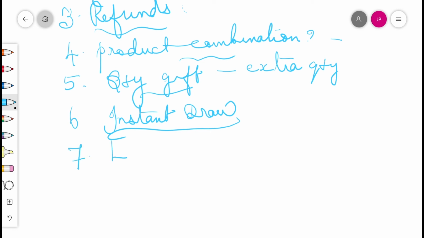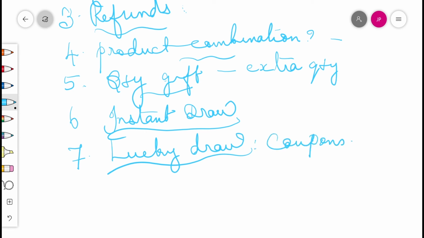Seventh one is lucky draw. Under this scheme, some coupons wherein distinct numbers are issued on the purchase of some products. At the end of a day, week or month, draws are taken and the winner is awarded some gifts. Example, a gift of a computer to the lucky winner declared on the basis of a draw taken out from tickets of visitors to India International Trade Fair.